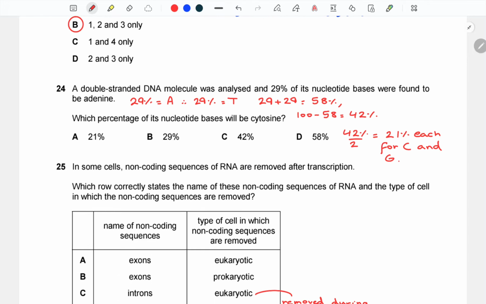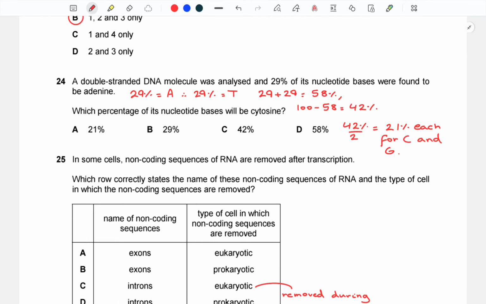24. A double-stranded DNA molecule was analyzed and 29% of its nucleotide bases were found to be adenine. Which percentage of its nucleotide bases will be cytosine? So if 29% is adenine, then 29% will be thymine, and the sum of 29 and 29 will give us 58%. 100 minus 58 is 42%. So 42% basically consists of cytosine and guanine. So if we have 42, we will get 21%. So we've got 21% each of cytosine and guanine.